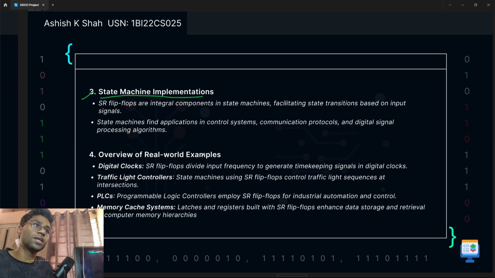An overview of real world examples. Here we can see where they are applied in the real world. We use SR flip flops in digital clocks. We use SR flip flops in traffic light controllers. PLCs, programmable logic controllers, employ SR flip flops for industrial automation and control. The memory cache system present in the CPU uses SR flip flops. Latches and registers built with SR flip flops enhance data storage and retrieval time in computer memory hierarchies.